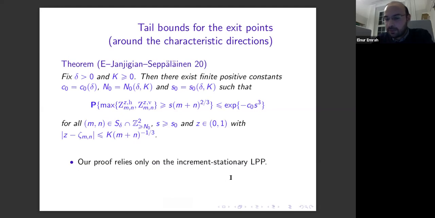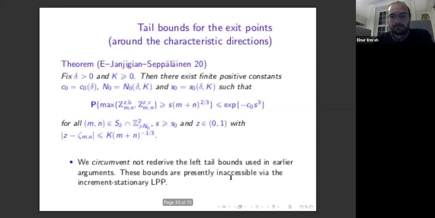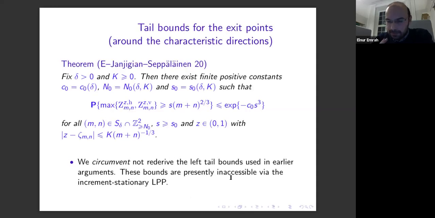Our proof relies only on the increment-stationary structure. So now the question might arise whether proving the left tail bound for LPP is needed to derive this result using stationarity. The answer is no. Actually, we don't rederive it. We just somehow circumvent this left tail bound. So these types of left tail bounds still remain inaccessible via the increment-stationary LPP.